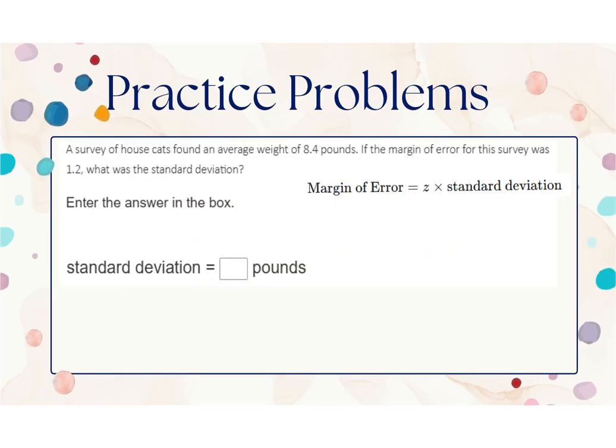Our next problem states that a survey of house cats found an average weight of 8.4 pounds. If the margin of error for the survey was 1.2, what was the standard deviation? I'm going to circle my key info here. So we have 8.4 pounds. We are given the margin of error, which is 1.2. It wants us to find the standard deviation. So this particular example wants us to find the standard deviation.